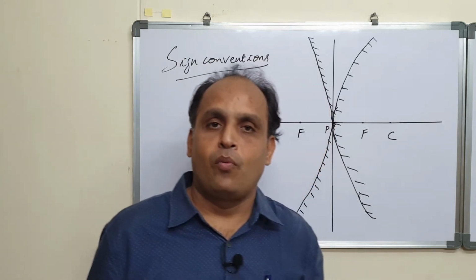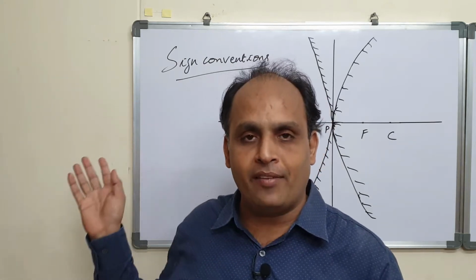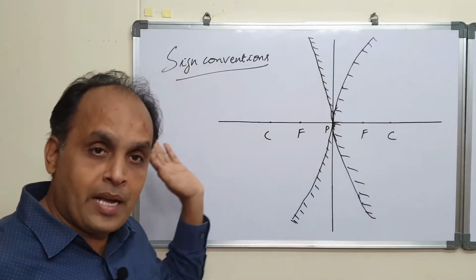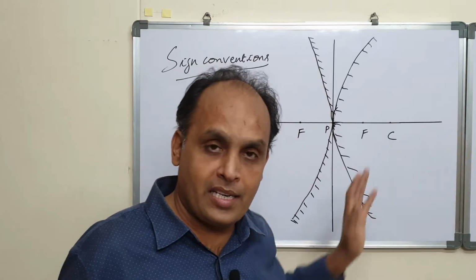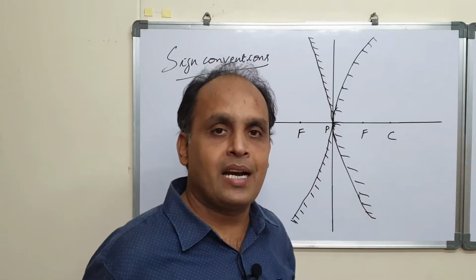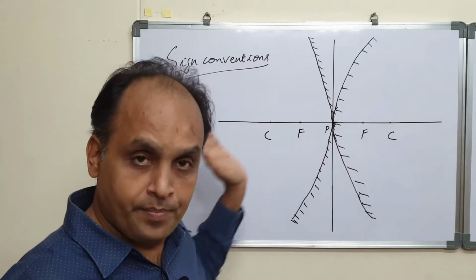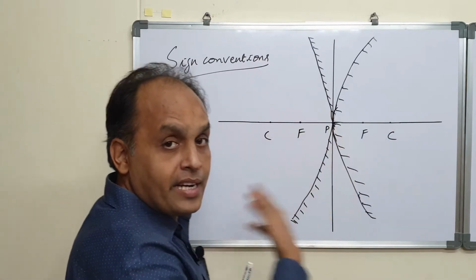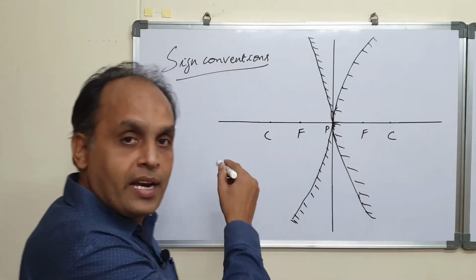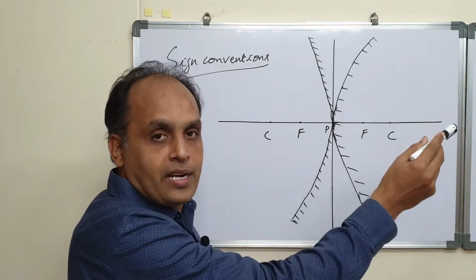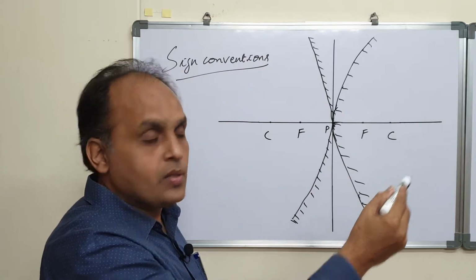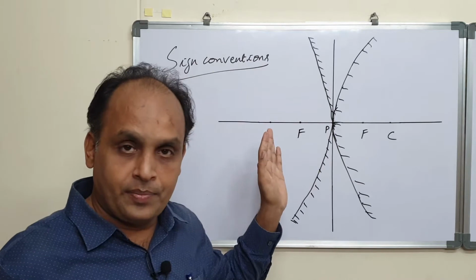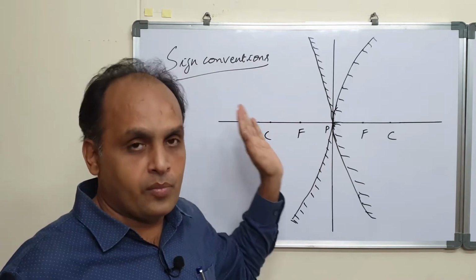Now, why should we take the object only on the left? Why can't we take it on the right? And why should the rays of light be coming from the left? Why not from the right? It is for the simple reason that we read from left to right. The general script that we write is from left to right. So the rays of light are also drawn from left to right, which is convenient for us. So always the object is placed on the left, and the rays of light also come from the left.